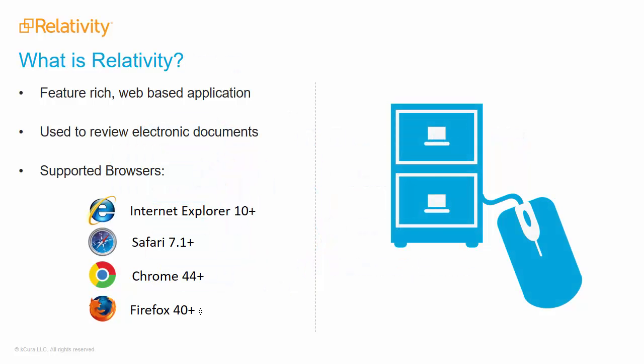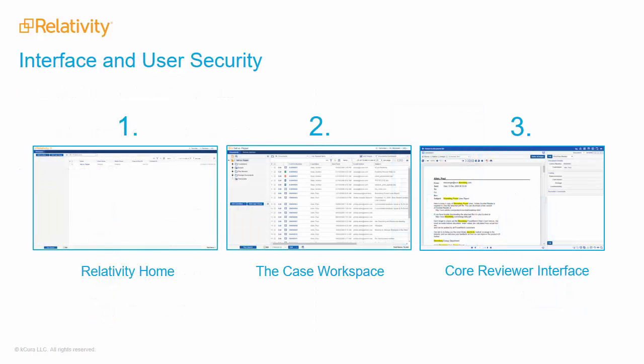Relativity Review is a web-based application that is used to review electronic documents for litigation. It's supported in Internet Explorer, Safari, Chrome, and Firefox in the versions that you see there on the screen. Relativity Review is a very powerful application with many review features and tools. To be a successful Relativity reviewer, it's important that you familiarize yourself with both the terminology and functionality for each one of the interfaces that we'll navigate through today.